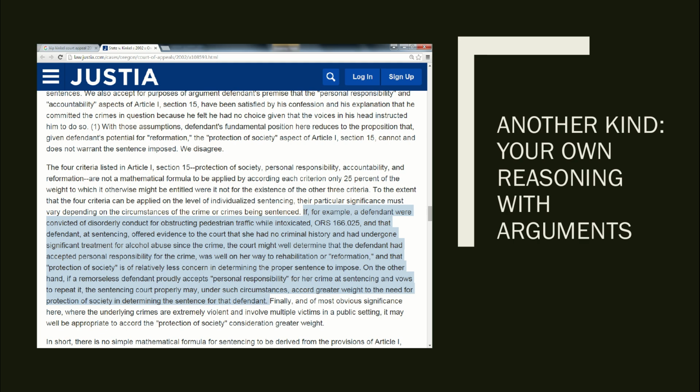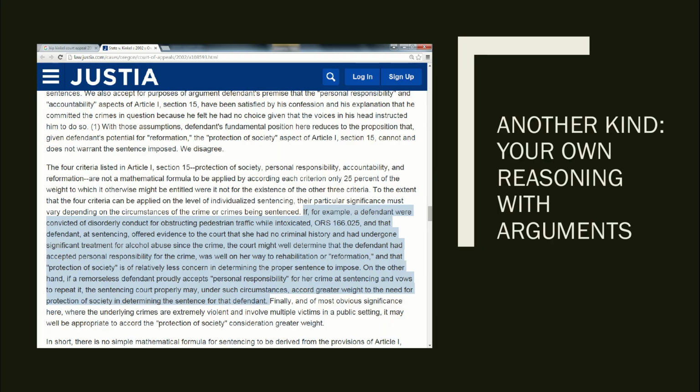And then there's a hypothetical example that they use. On the other hand, if a remorseless defendant proudly accepts personal responsibility and vows to repeat it, the sentencing court properly may, under such circumstances, accord greater weight to the need for protection of society. And so they're always weighing these things. They've got the law there, Article 1, Section 15: protection of society, personal responsibility, accountability, and reformation. When they're making decisions like this, they have to weigh all of those, but they're saying that they have to weigh them differently based on the particulars of a case. And so they use these hypothetical examples as support or evidence for that.